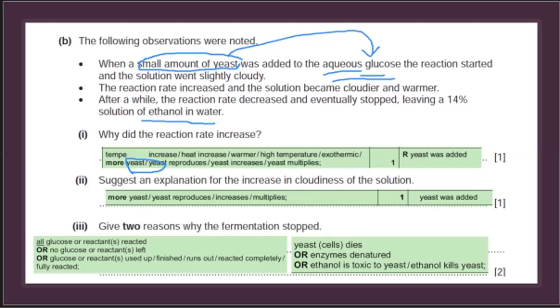So when we're trying to explain the cloudiness, this is in relation to the carbon dioxide that is being produced. As more and more yeast is added, more and more alcohol is produced. More and more alcohol is produced. So that also means more and more carbon dioxide would also be produced.